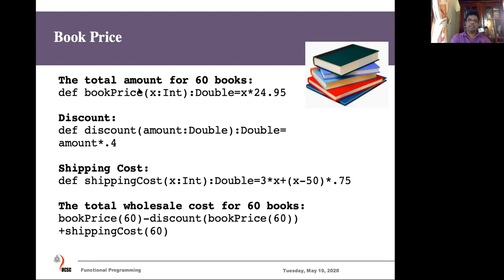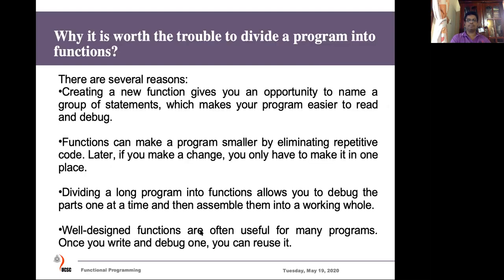Right. So anyhow, if we implement the book price, discount, and shipping cost functions, the calculation of the total cost for 60 copies is easy. That is book price minus discount plus shipping cost. Right? So that's how we can divide the problem into a small set of functions and then join those functions together to get the final answer. Okay, so you might think about why it is worth it. Why do we divide this into a small set of functions? Is it worth it?